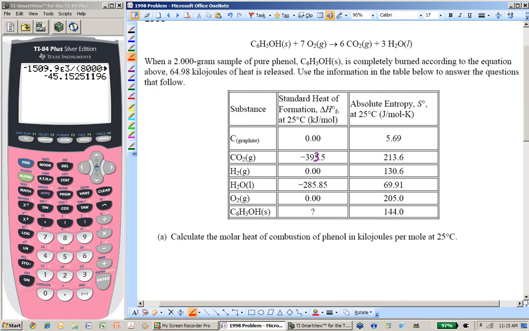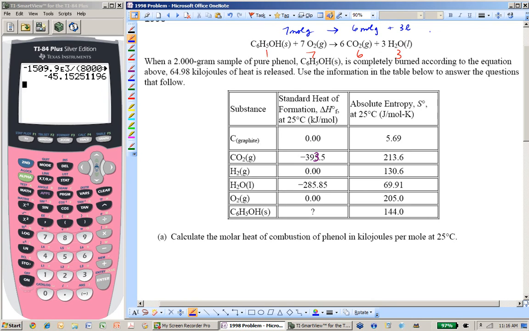Kind enough to give me a balanced equation with a 1 to 7 to 6 to 3 ratio if I need that for stoich later. I've been given delta H formations and entropies. I haven't read the problem yet. I like to examine what the story is first. I'm looking at solid plus gas, so I have 7 moles of gas going to 6 moles of gas and 3 liquid.